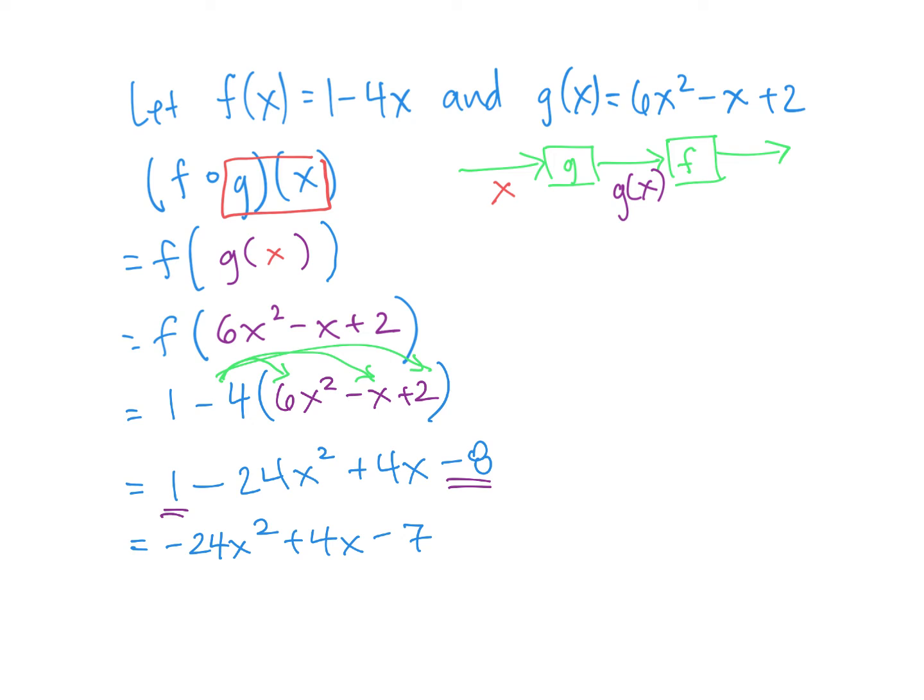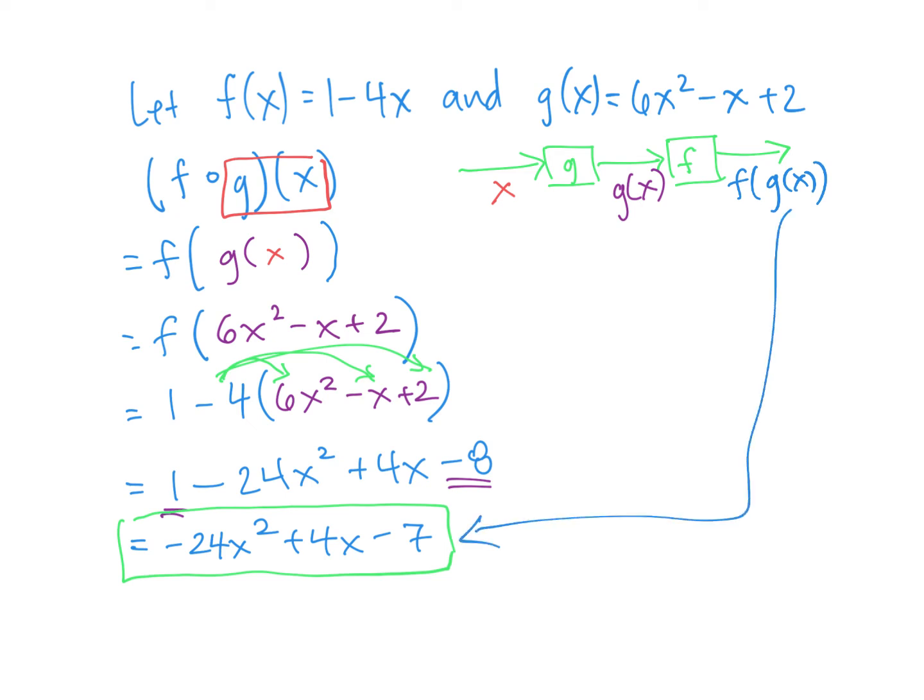And believe it or not, that's my answer. What is f following g of x? It's equivalent to negative 24x squared plus 4x minus 7, as gross as that is. Up here on my roadmap, when I plugged g of x into f, what did I get? I got f of g of x, which is equivalent to the green box down there.